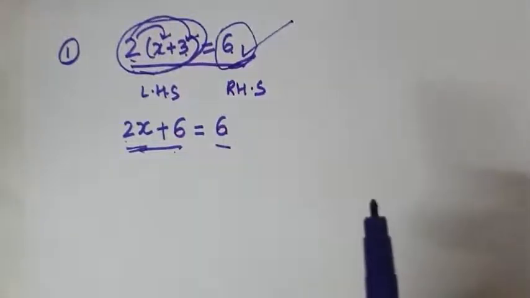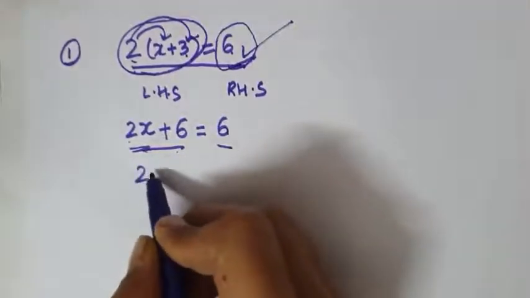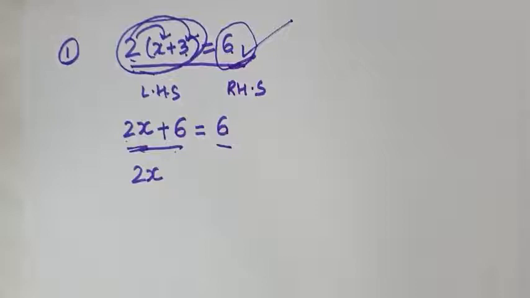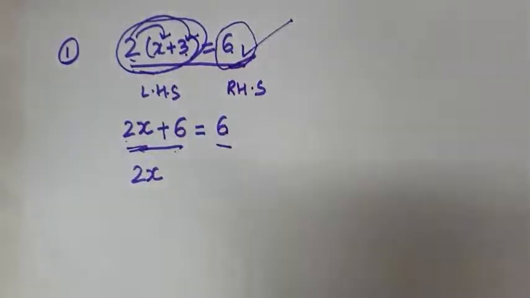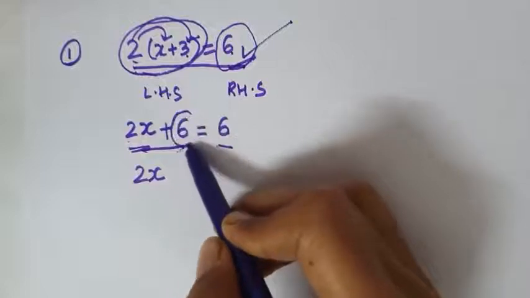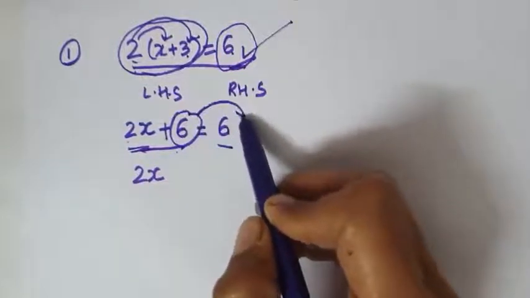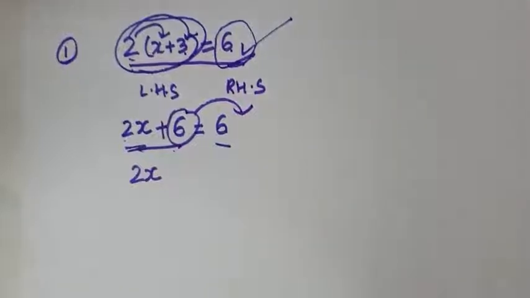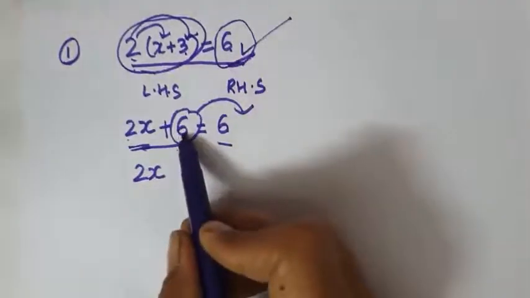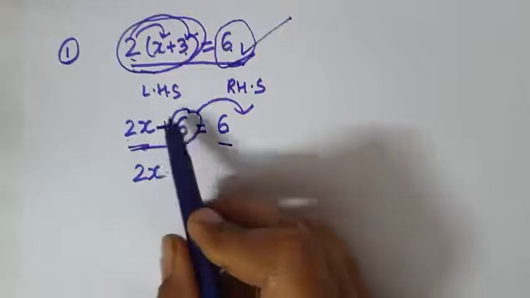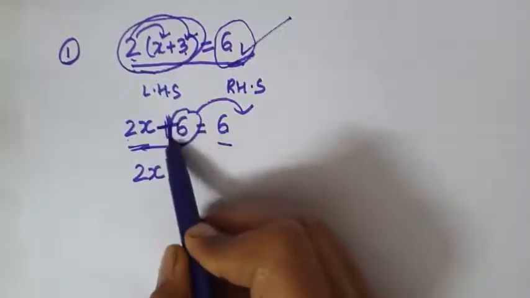So what I am going to do? I am keeping 2x on the left hand side only. Now I am shifting this constant term to the right hand side. Now listen very carefully. Whenever we shift a number from the left hand side to the right hand side, its behavior changes. This 6, if you see, it is getting added over here.